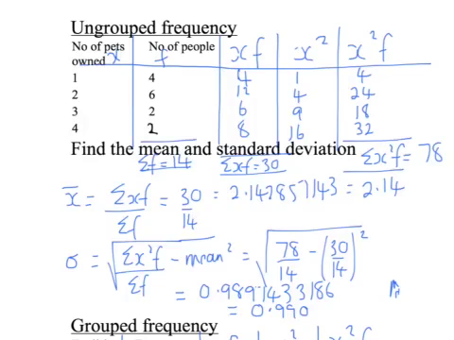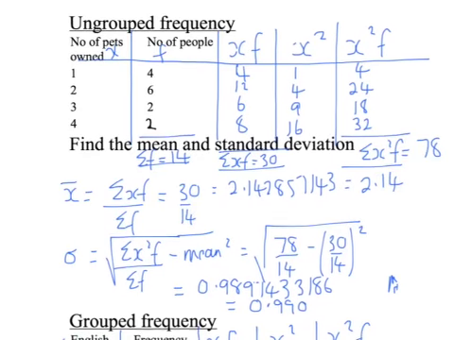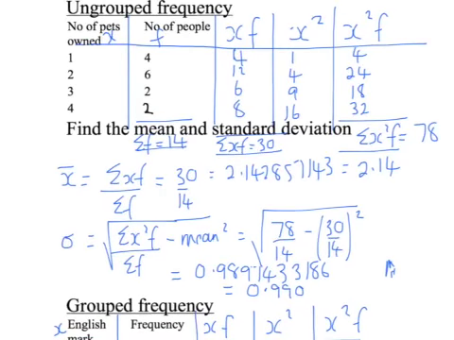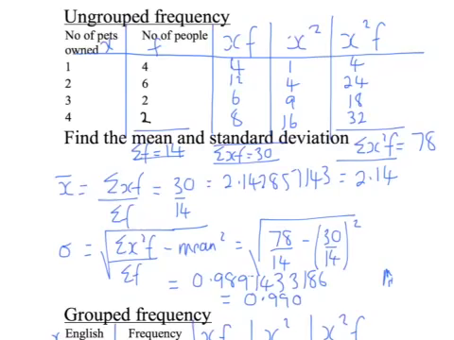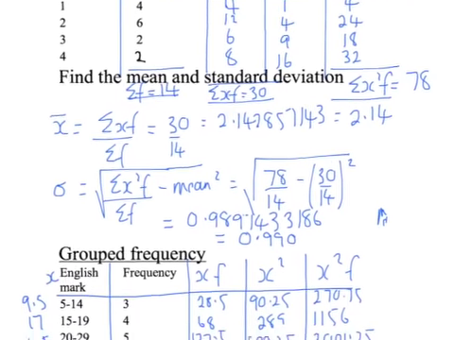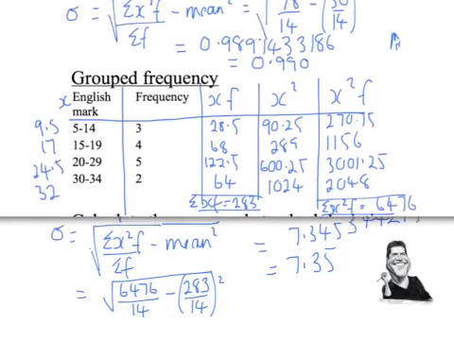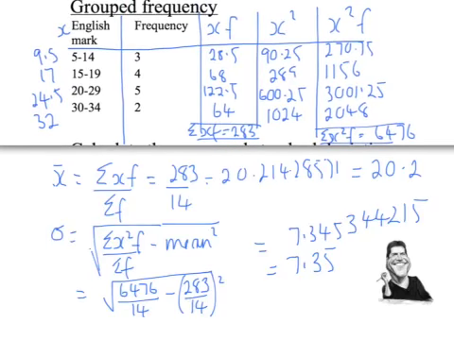Okay, here's the answers for the first one. Did you get that right? Pause it. Yep, 2.14 and 0.990. And then here's the answers to the second one. There we go, that's where they start. Alrighty, fantastic.